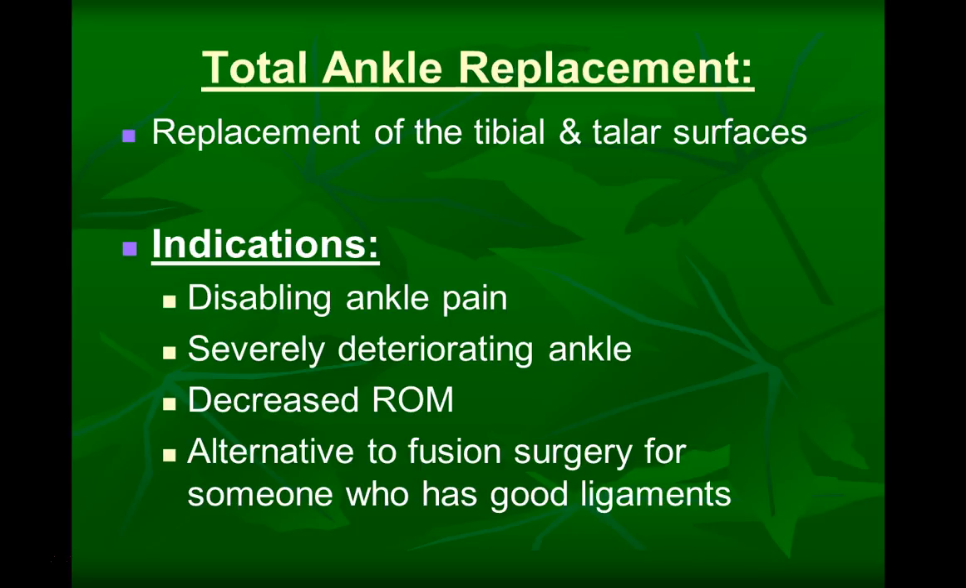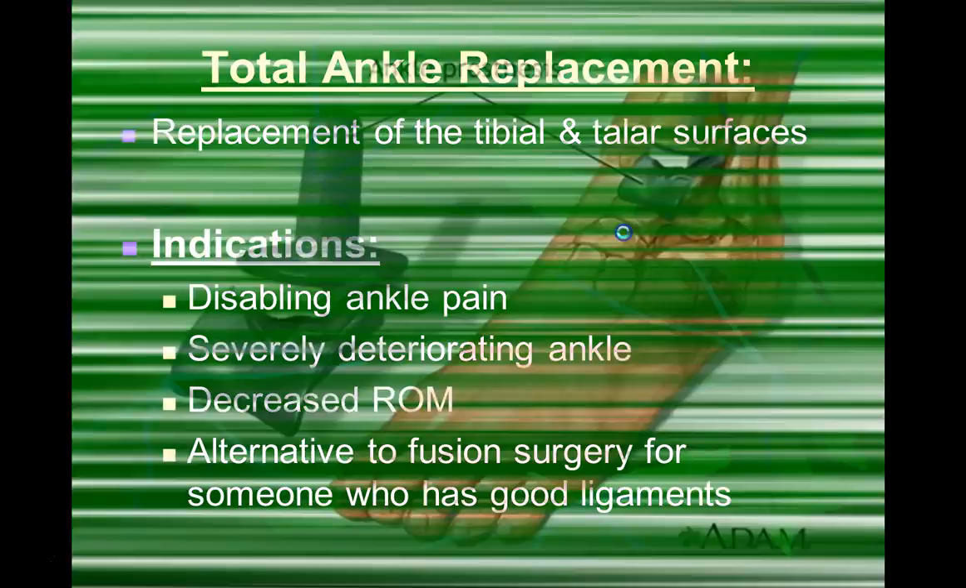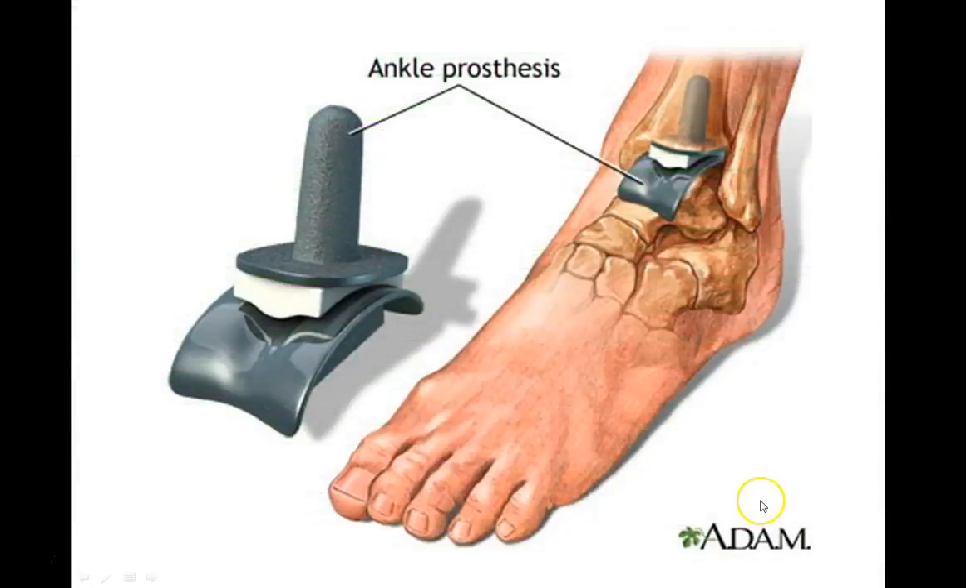There's decreased range of motion in the ankle. It's an alternative to fusing that ankle, especially if the ligaments are fairly good. It'd be nice to end up with an ankle with a lot of motion, and an ankle replacement will do that, whereas an ankle fusion is going to do just like it sounds. It's going to create an ankle that's stable, but that does not have a lot of motion to it. Okay, there's an ankle prosthesis. It's pretty small. The articulating surfaces you can see right here, so you're replacing both the tibial surface and the talar surface.